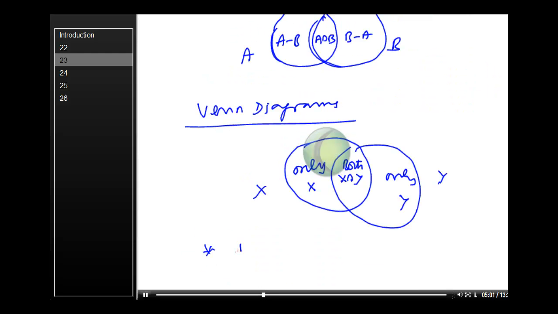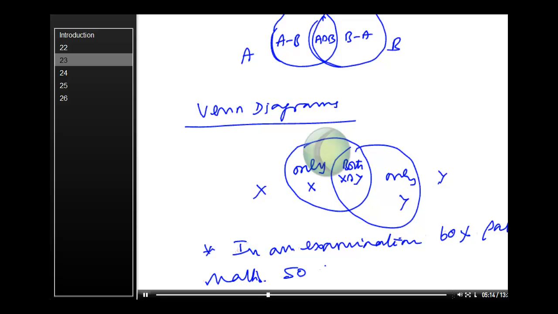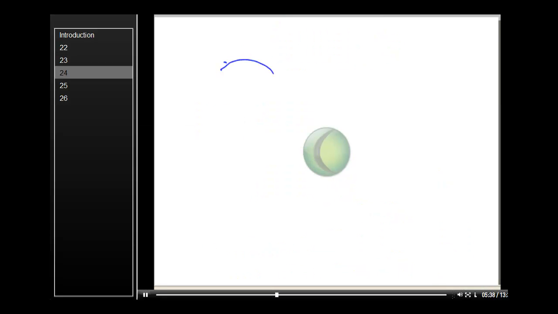So we give an example. In an examination, 60% passed in maths, 50% passed in English, and 20% failed in both. Find the percentage passed in both. Use a Venn diagram to solve this.